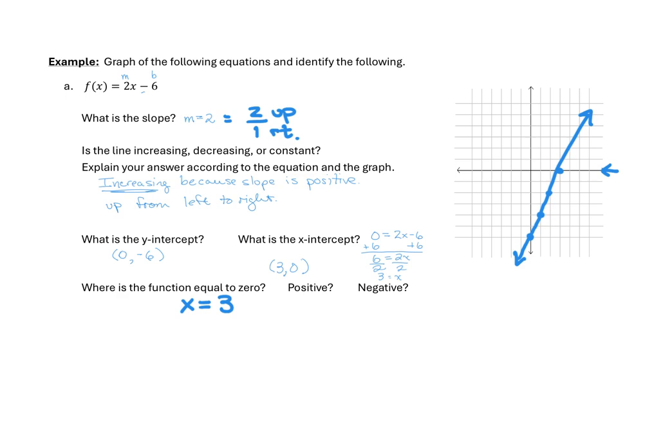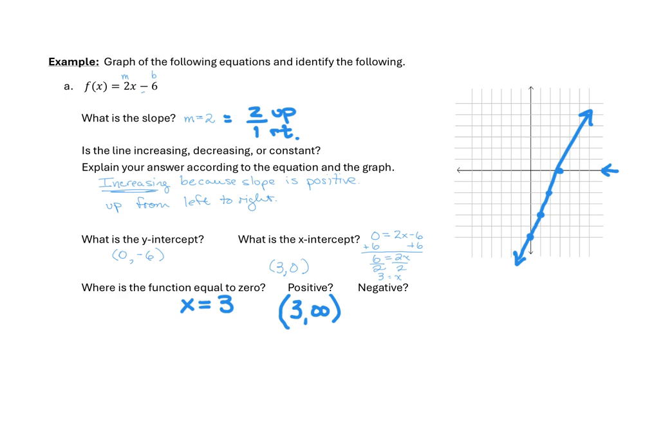We want to know where is it positive. Remember that in order for my function to be positive, we want to know where is y positive. We want to know where is y above the x-axis. And so this is going to be an interval. So this is going to be from 3 to positive infinity. We do have a parenthesis around the infinity, and we also need a parenthesis around the 3 because at 3 it's equal to 0, which is not positive.